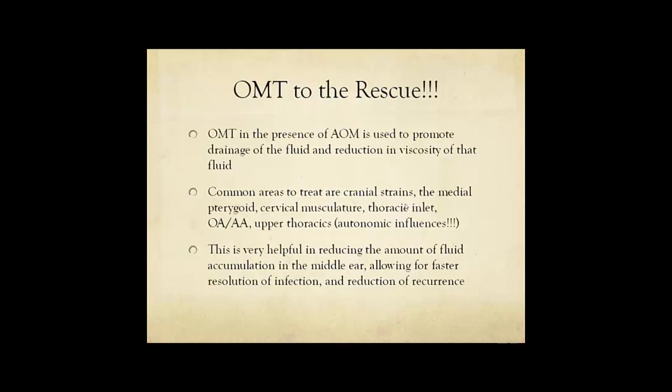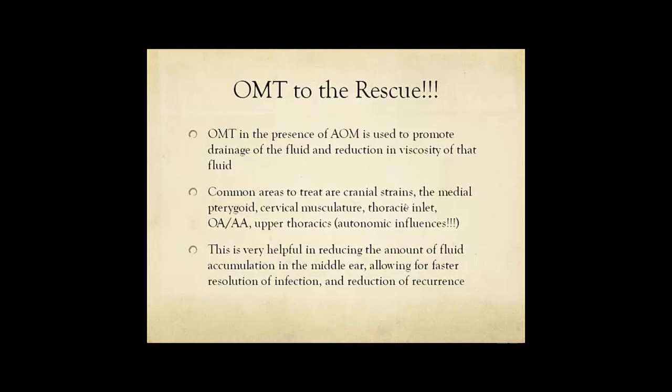This is very helpful in reducing the amount of fluid accumulation in the middle ear, allowing for faster resolution of the infection, and reduction of recurrence. There's a couple techniques that we will go over in lab that really help address this area and can very much help with draining the middle ear as well.